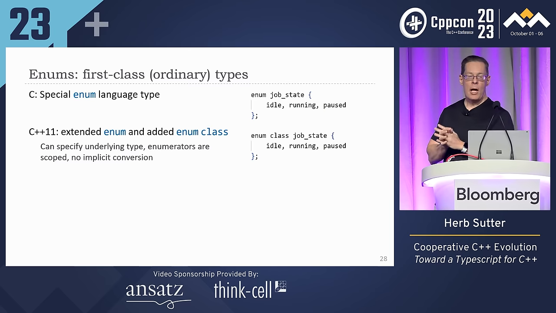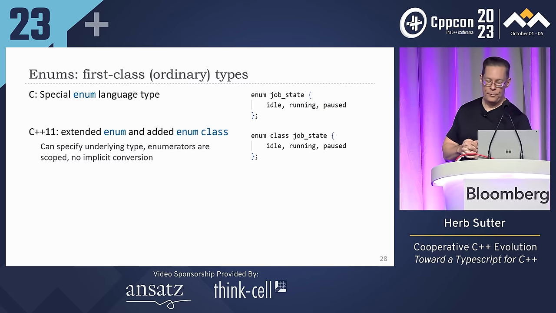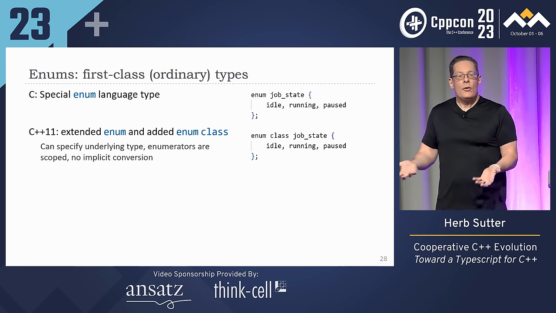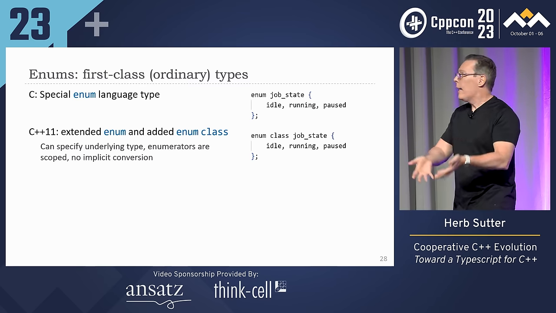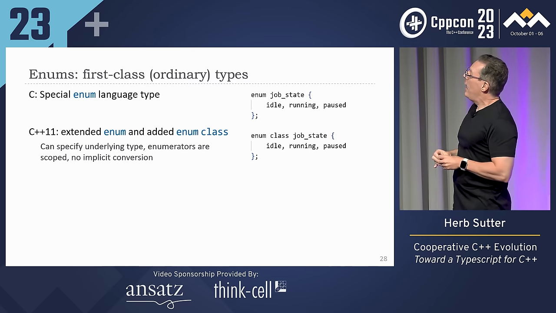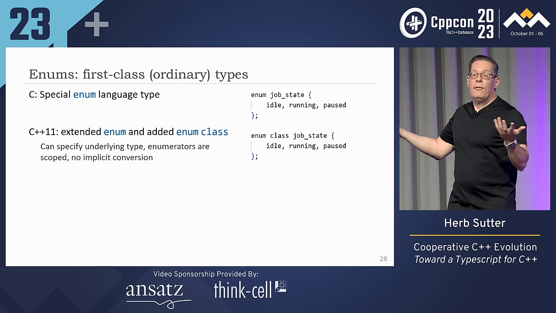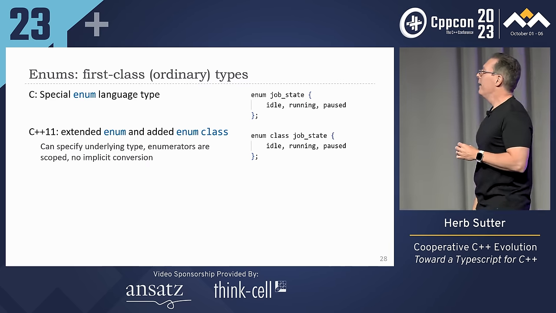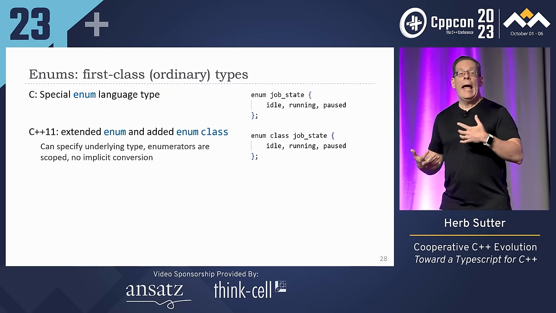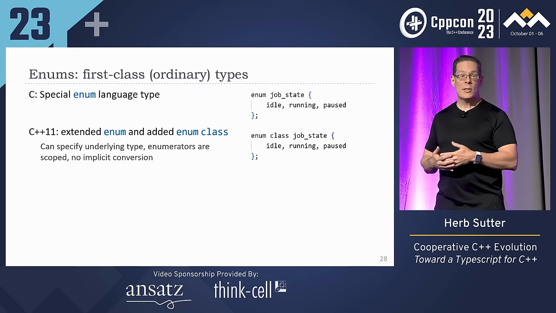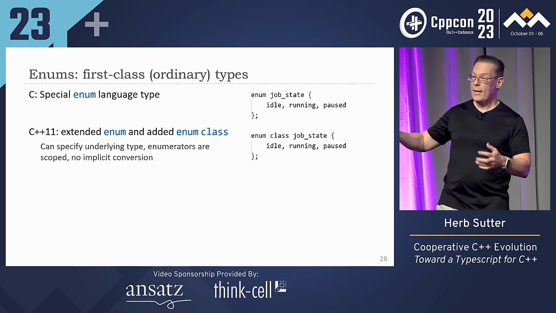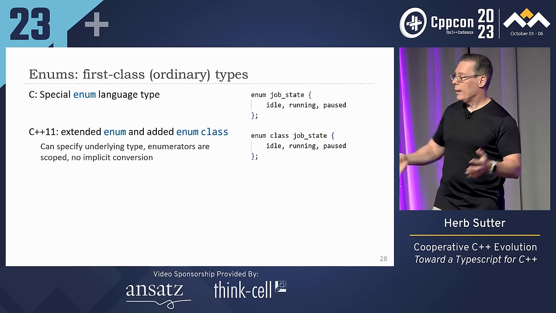And now let me tell you about a couple more that I've implemented since then, since the spring. In C, enum is a special language type. So enum job state, idle, running, paused, and it's fine. C++11 extended enum and added enum class. So now you can specify the underlying type if you want to, and you get some safety with enum class, because it's a scoped enum.